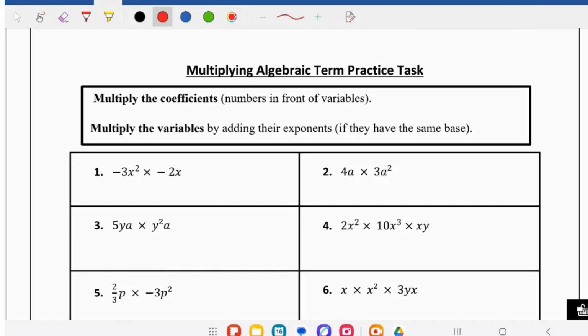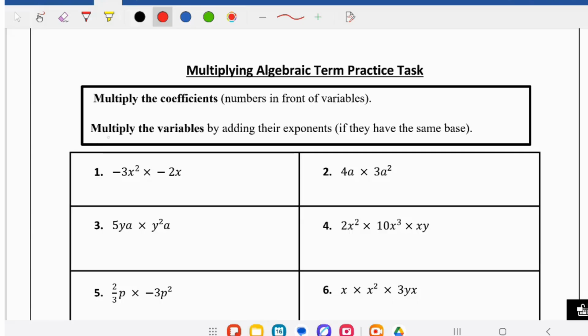In this lesson, we are learning to multiply algebraic terms. So we have to remember these two rules before we start multiplying the algebraic expressions. Number one is multiply the coefficient. Coefficients are the numbers in front of, or before, the variables. Variables are x, y, or the letters.